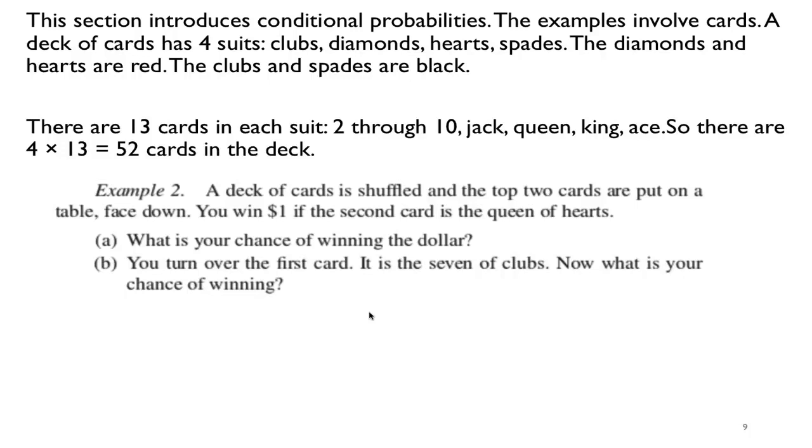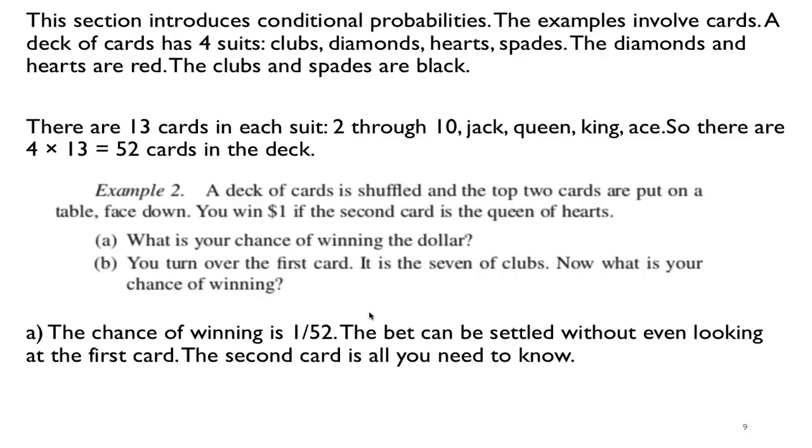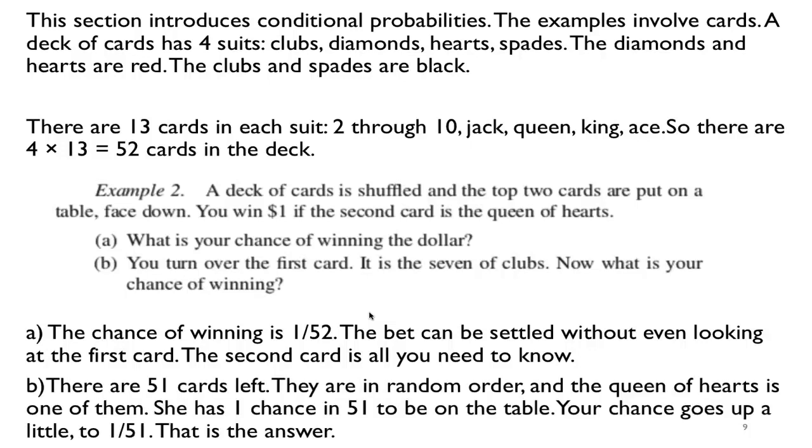So let's answer the first part: what's your chance of winning if we want the second card to be the Queen of Hearts? Well, there are 52 cards and there's only 1 Queen of Hearts, so there's a 1 over 52 chance that we get the Queen of Hearts. We don't really need to look at the first card, right? The first card doesn't matter; it's the second card that matters, and the chance that the second card is the Queen of Hearts is 1 over 52.